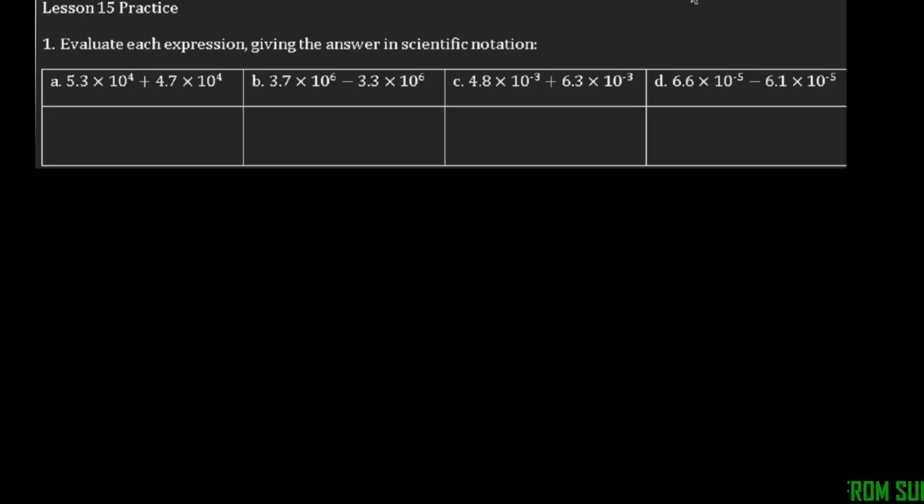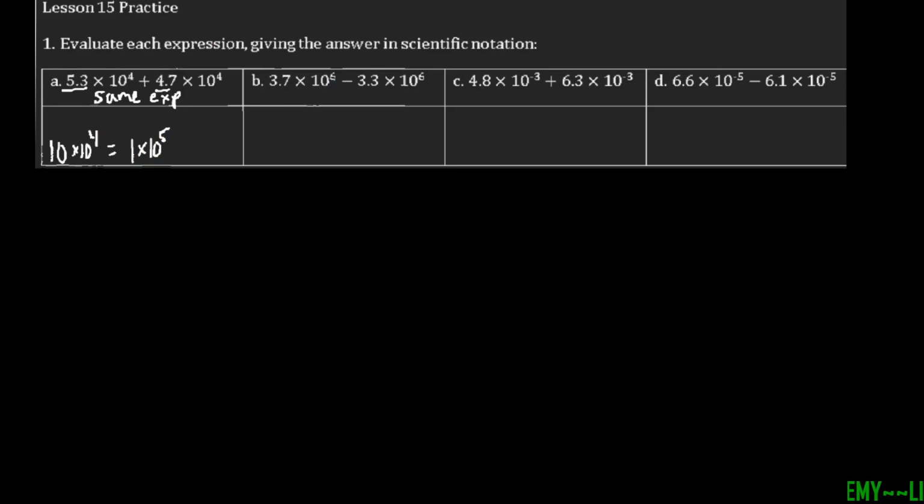All right, now for this one, it says evaluate each expression, giving the answer in scientific notation. What we're going to say for this one is, I just want to label that we have the same exponent for each of these. So I'm going to say this has the same exponent, base 10 power 4. And so all I have to do for this one is just add those two numbers together. So I'm going to say that's going to be 10 times 10 to the exponent of 4, which is the same as 1 times 10 to the exponent of 5.